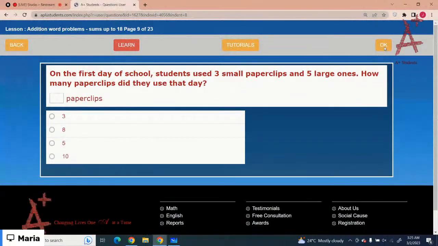Okay, the next one is: on the first day of school, students use 3 small paper clips and 5 large ones. How many paper clips did they use that day? You have to calculate the total number of clips used on that day. Got it? So you need to add the smaller one and the larger one. So you have to add 5 plus 3. Got it?